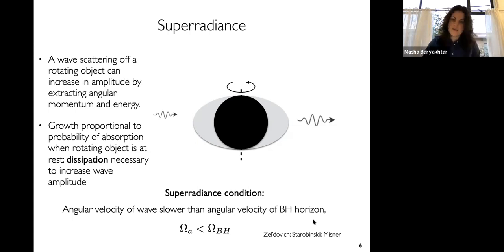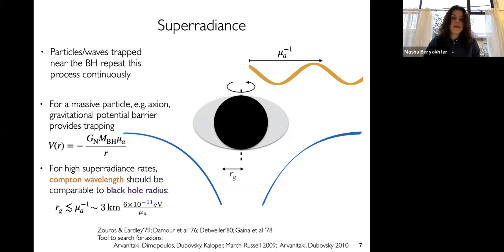As I said, this process happens if the superradiance condition is satisfied, which is that the angular velocity of the wave, omega_a, is slower than the angular velocity of the black hole horizon. And the angular velocity of the black hole horizon can be quite fast because these can be rotating relativistically. So this is the picture where you have an incoming wave and then it scatters and goes off to infinity with a larger amplitude, but you can also have the case where these are bound waves.